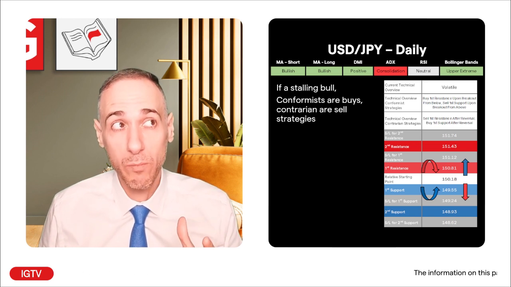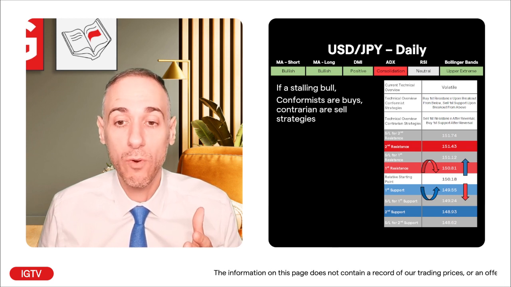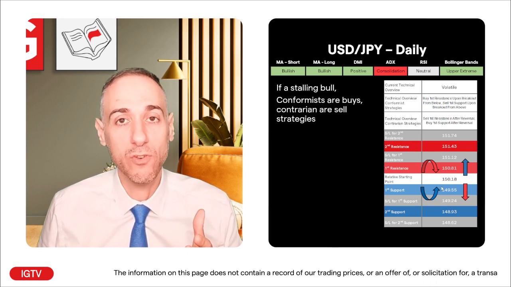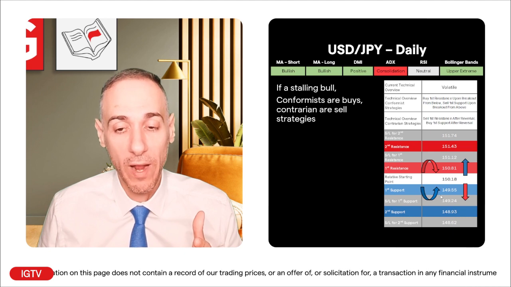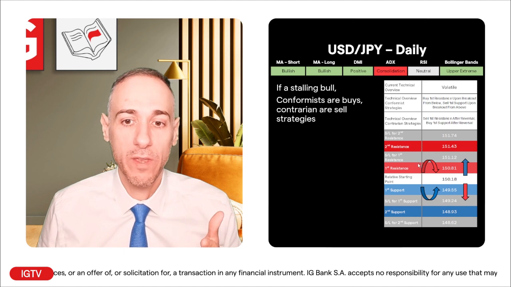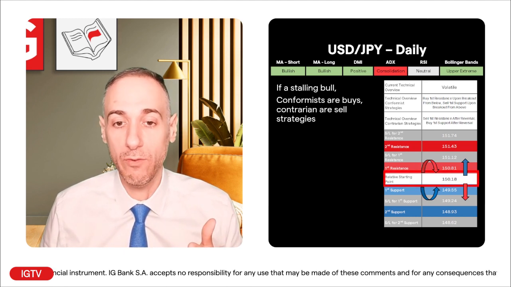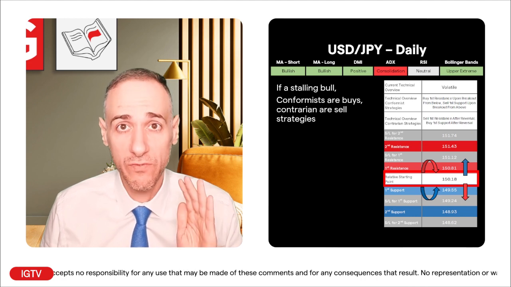But if you are for a stalling bull or something bullish, that means conformist strategies are going to be buys, contrarians are going to be sells. Buys as in buying after the first support, buying at the first support after reversal, or going for a buy breakout, whereas contrarian would be selling after a reversal off the first resistance, or even a sell breakout strategy off the first support level. And the relative starting point, this is for the open.